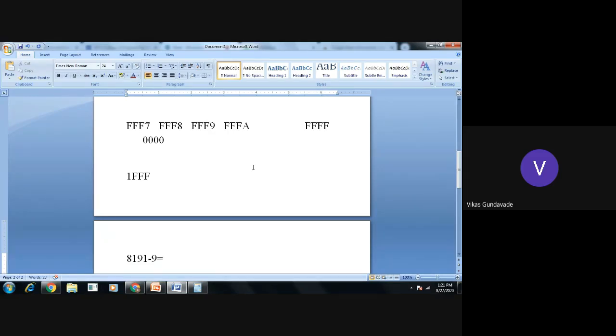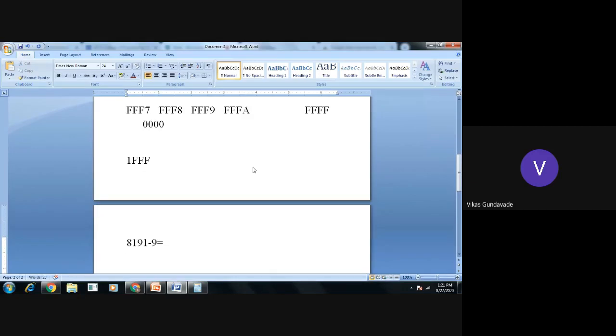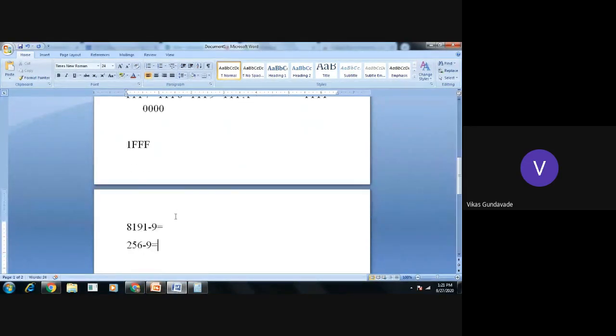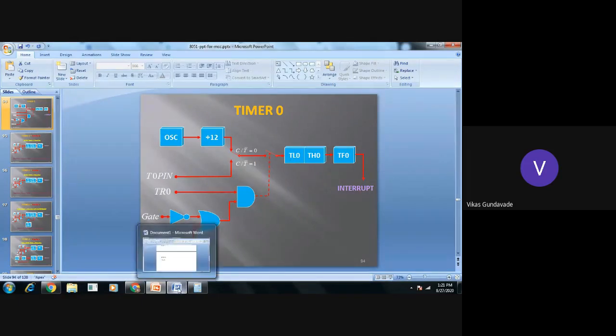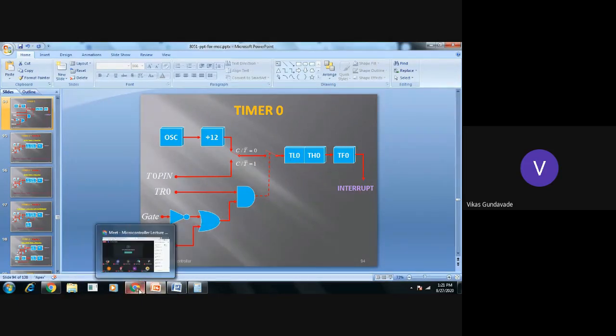If it is 8-bit auto reload mode, then the maximum count is 256. So 256 minus 9, whatever count comes, that count will get loaded into the TH and TL registers. So depending upon the mode, the count will vary. Mode selection is also important while starting or enabling the timer, and at the same time the count calculation is also necessary. According to that count, the delay will be provided. Everyone got it?